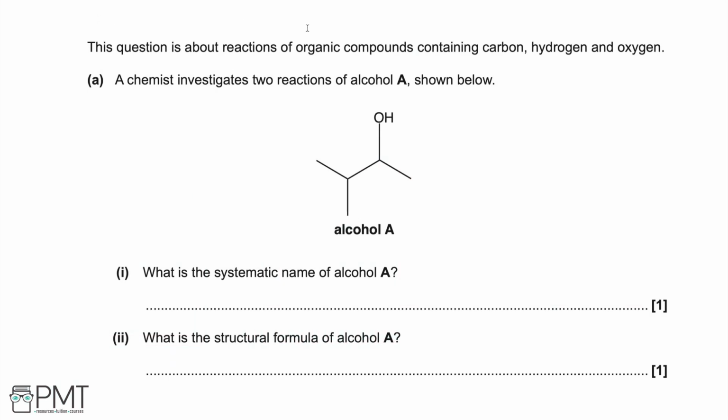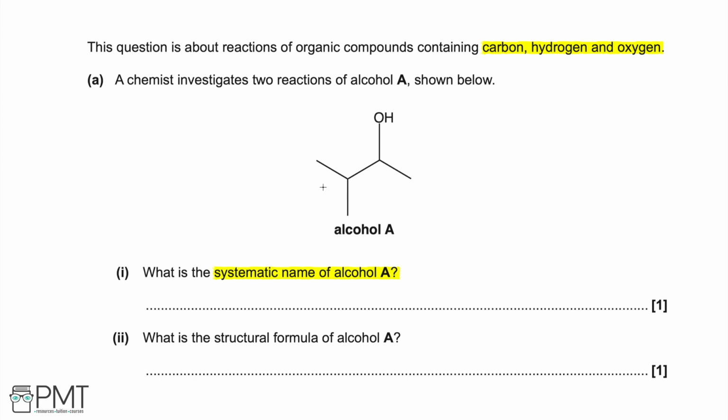This question is about the reactions of organic compounds containing carbon, hydrogen, and oxygen. So that's helpful to begin with. We know that the compounds that we're looking at shouldn't have any other atoms. But we're told that a chemist investigates two reactions of alcohol A, shown below. So we've got this alcohol here, and part one is asking us, what is the systematic name of alcohol A?